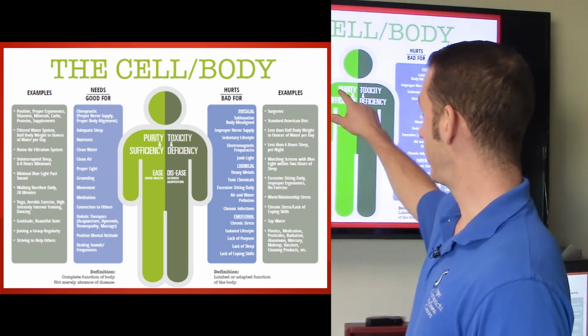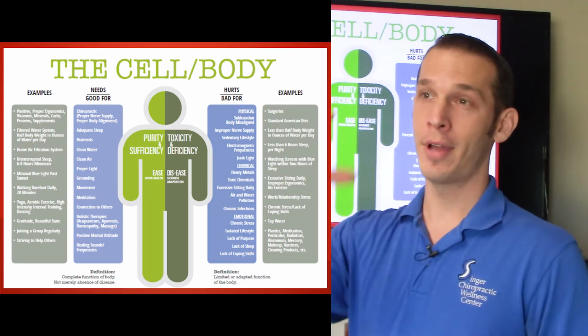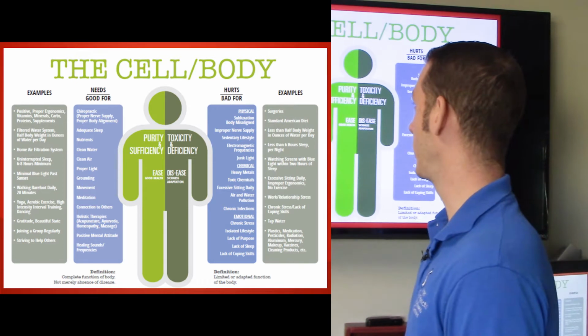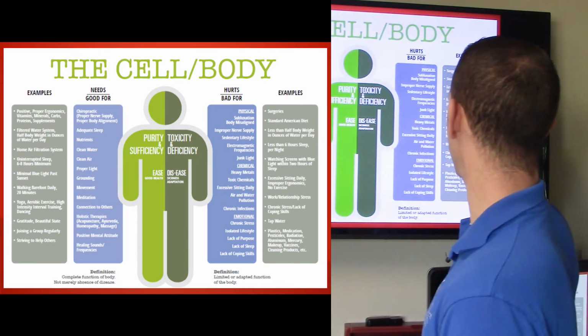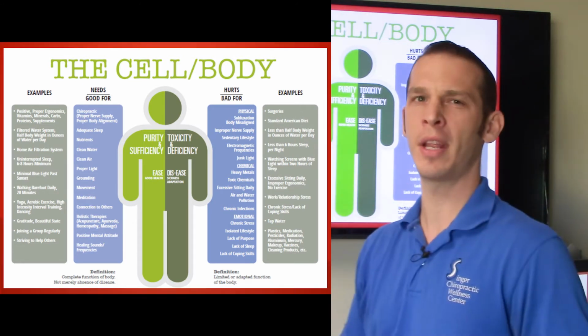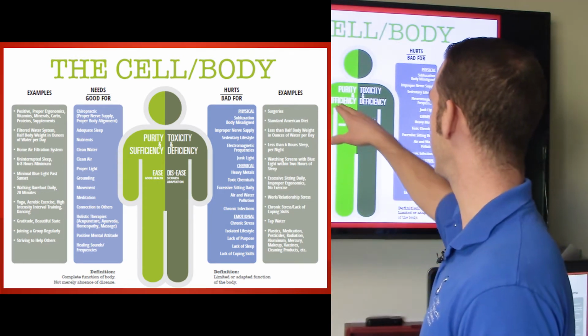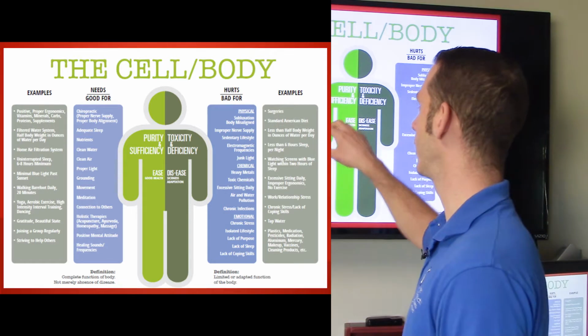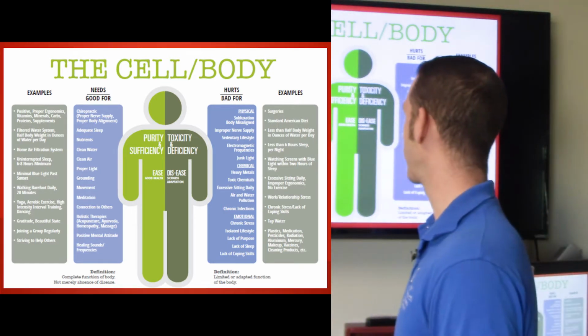To create ease, you need what's called purity and sufficiency. Purity means you have none of the bad things that are not supposed to be in your body. Examples would be the bad stuff, right? Not enough water, poor nutrition, excessive sitting, those kinds of things. And then sufficiency means it has all of the things that it needs, all of the different things that the body actually needs.